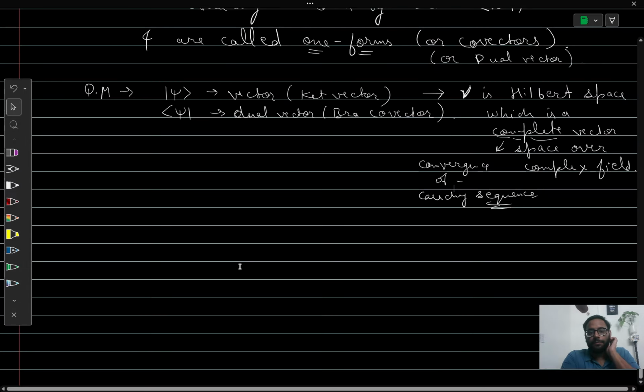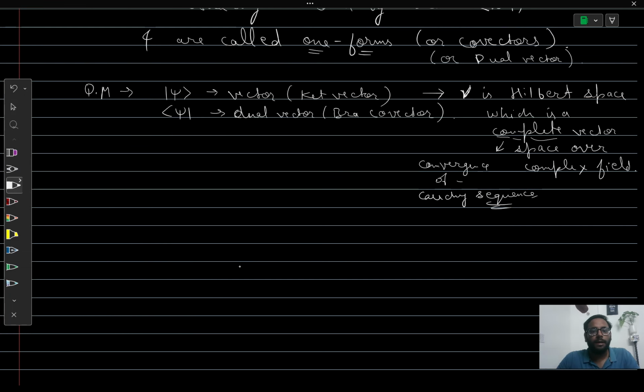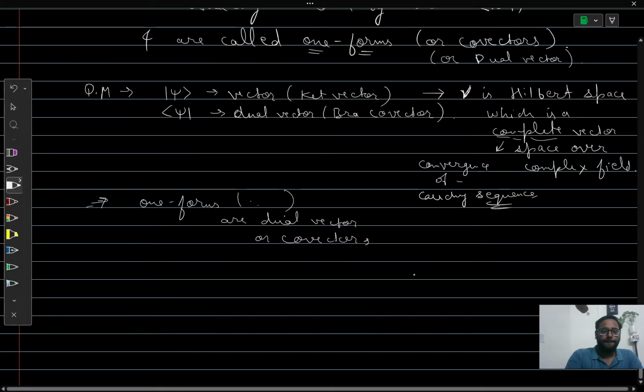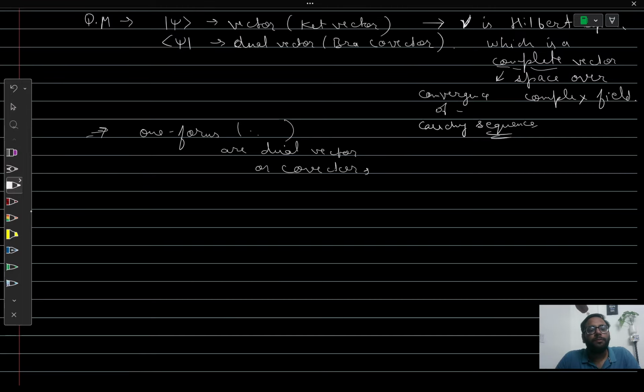Okay, so yeah, and we will see that all one forms are dual vectors or say covectors. Okay, yeah, let's move ahead to define something.